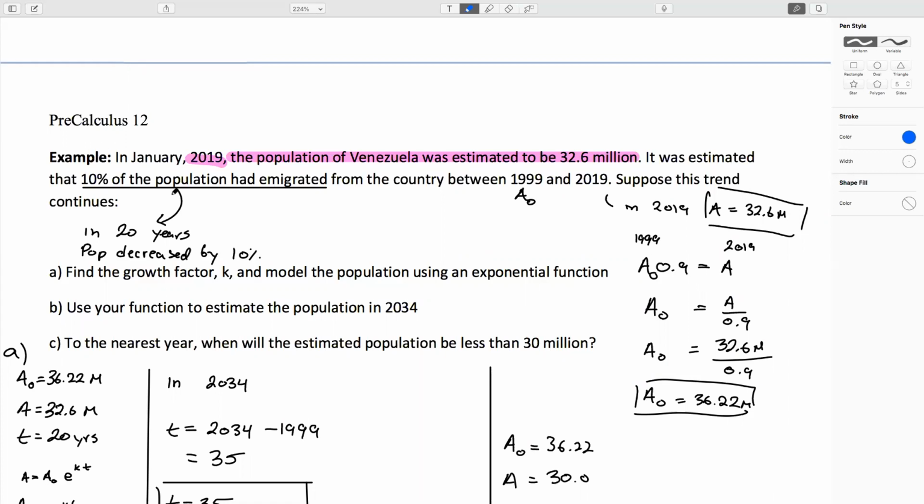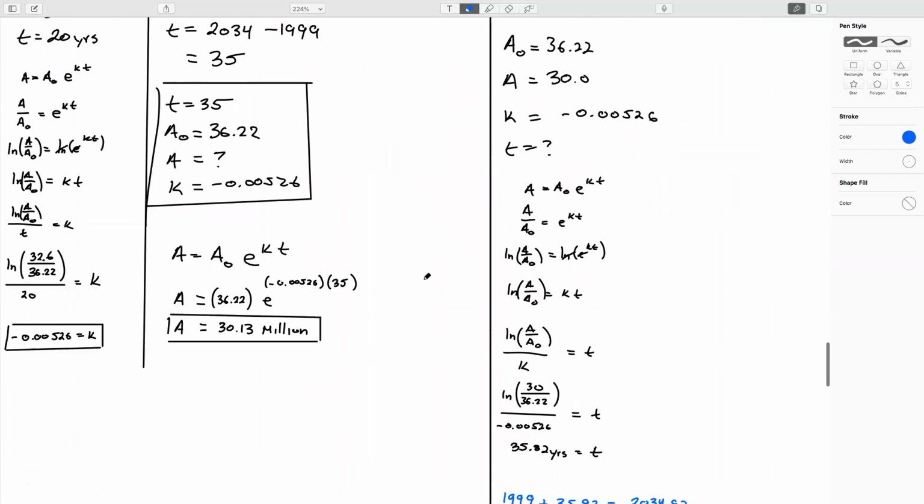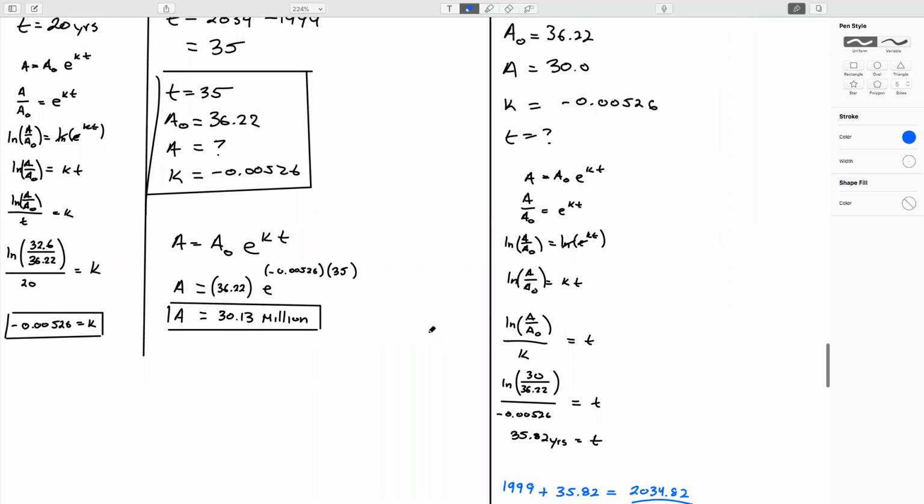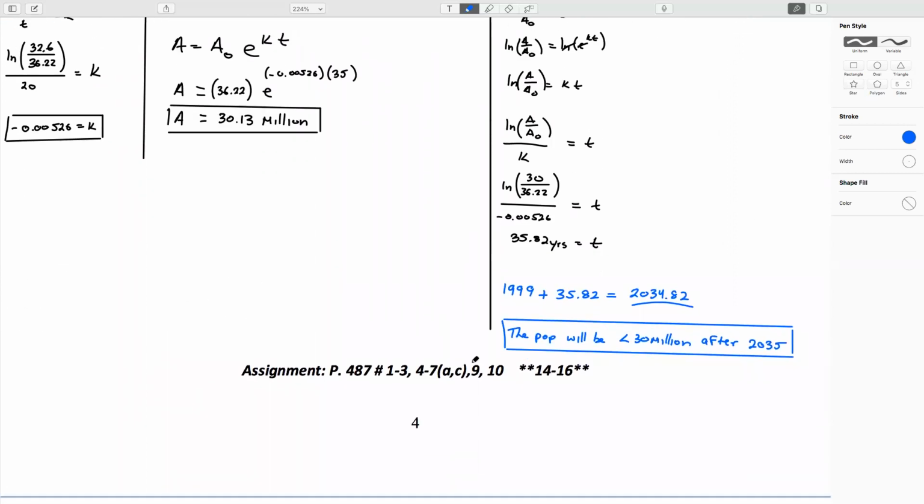We also can't really go back to 1909 and expect that this 10% population decay is going to hold true back that far. But we've got a pretty valuable, pretty powerful model here that we can now answer a lot of questions with. So that's where I'm going to stop things today. We've got this new idea of Euler's number e, and we've also got this concept of a natural logarithm, which is really the same as a regular log with a different base.